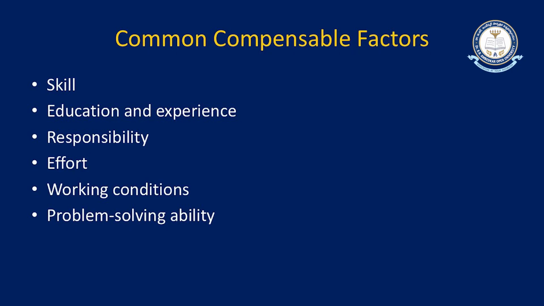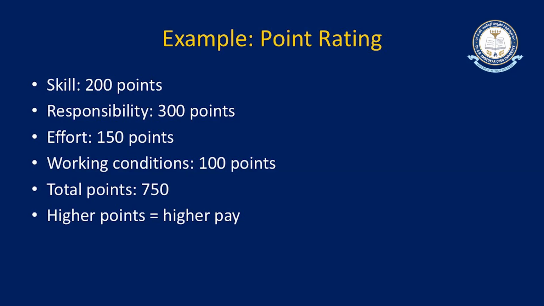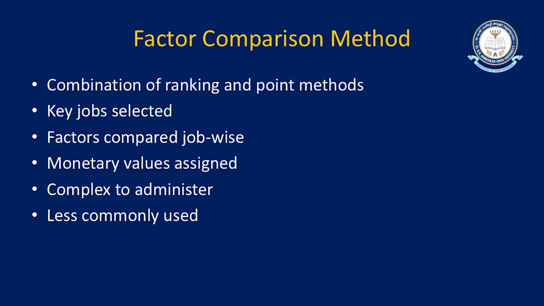Some of the compensable factors that I was mentioning are skills, education, experience, responsibility, effort, working conditions, and problem solving ability, like IT engineers have greater problem solving ability. So there may be 200 points that you can give to skills, or maybe 300 to responsibility, and effort can be 150, and the total point is something like 750. So you can add up all the points, and whoever gets more and better points, their pay structure would differ. Another very interesting method that we talk about is the factor comparison method.